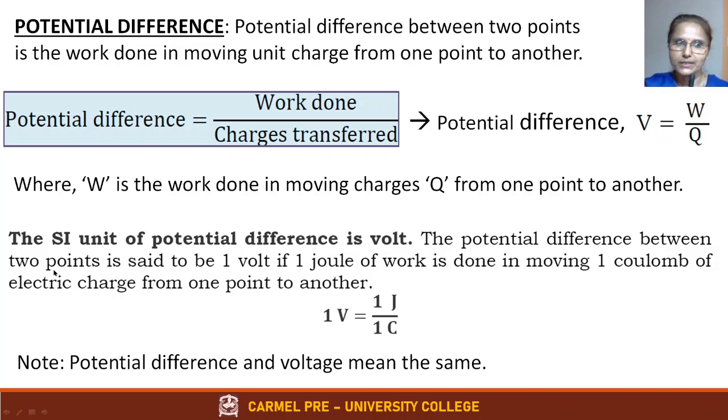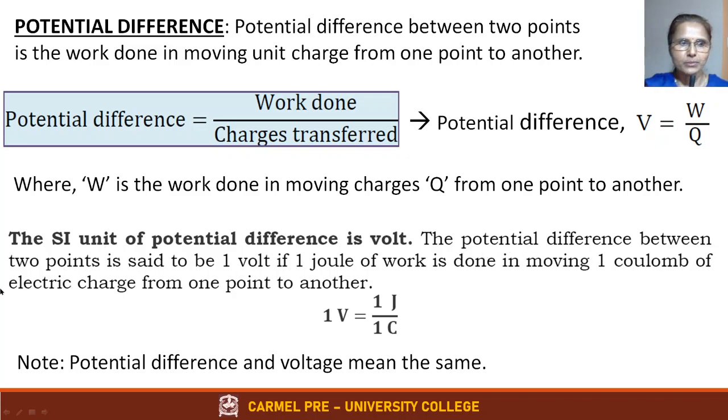So volt is the SI unit of potential difference. How to define 1 volt? Here when I come back to the equation, V is equal to W by Q. 1 volt is equal to 1 joule of work done divided by 1 coulomb of charge. How to define 1 volt then? It is 1 joule of work done in moving 1 coulomb of charge from one point to another is known as 1 volt of potential difference. That is what is defined here.